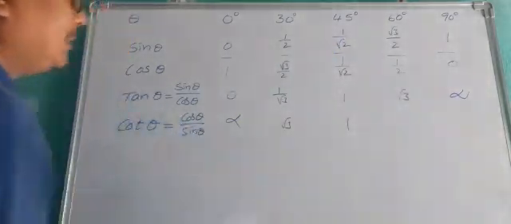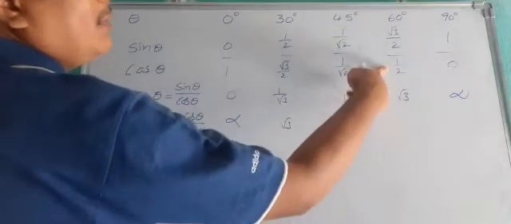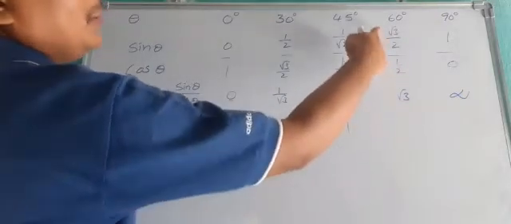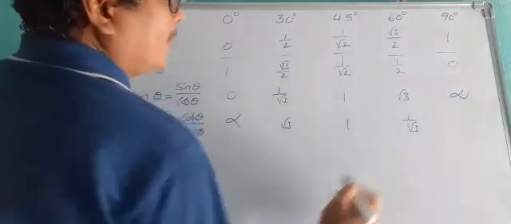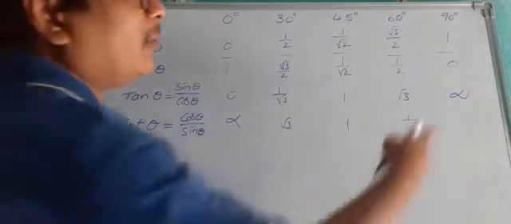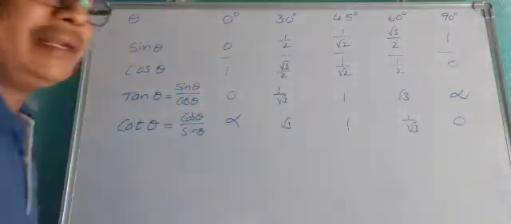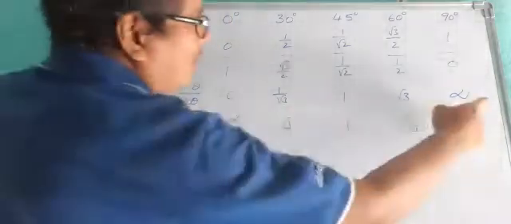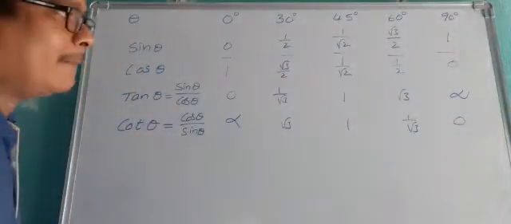And another one is cot 60. Cot 60 equal to cos 60 by sin 60, 1 by 2 by root 3 by 2, that equal to 1 by root 3. And last and final, cot 90. Cot 90 equal to cos 90 by sin 90. That means 0 by 1, that equal to 0. Or you write all values of tan in vice versa, that means reversing the order.